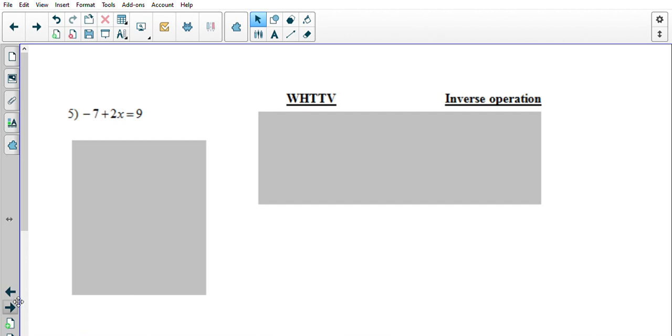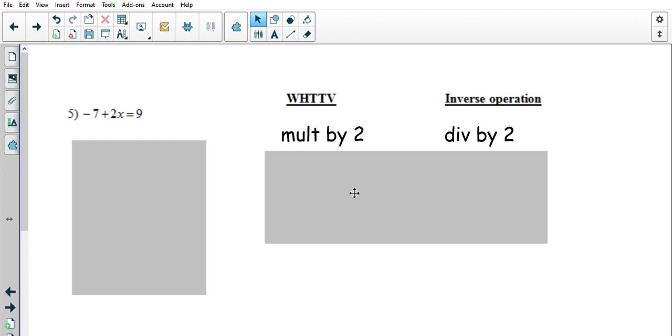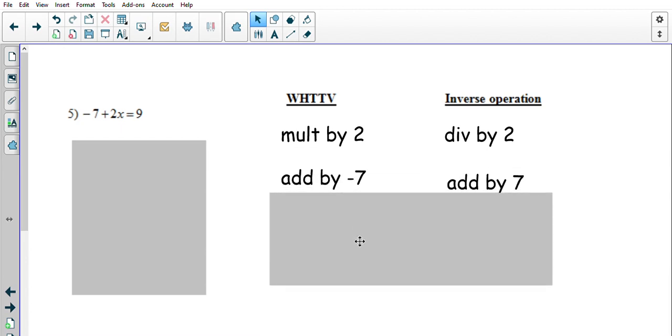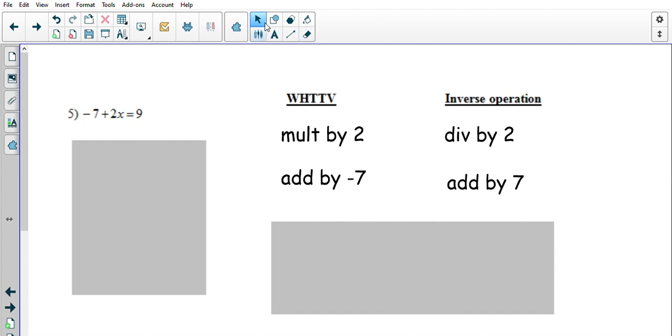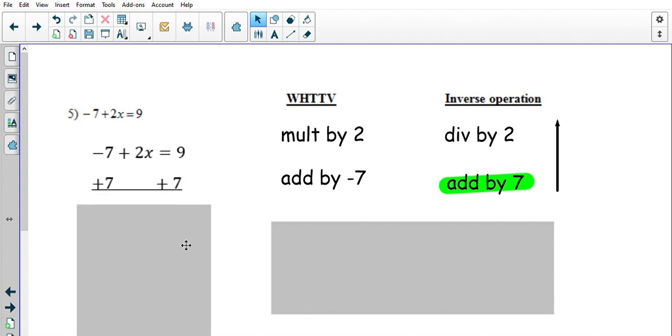So in question number 5, there's two things happening to the variable. First, we are multiplying x by 2, and the inverse of that is to divide by 2. After we multiply by 2, we are adding negative 7, and the inverse is to add by positive 7. So let's work in reverse order here. So that means we're going to start by adding by 7 on both sides. So let's show that. Add by 7 on the left and right. That's going to leave us with 2x equals 16.